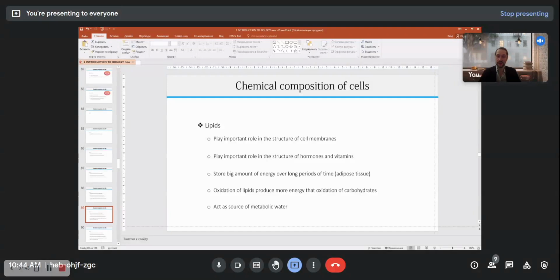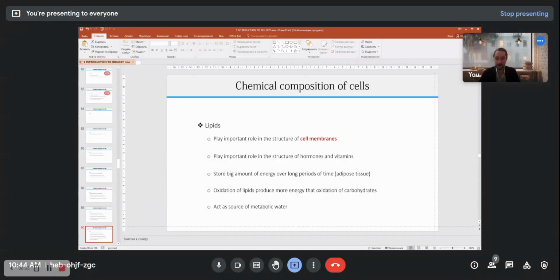And also lipids can be used as a source of metabolic water. So what is metabolic water? Metabolic water is water that is synthesized inside of the cells of our body. Not the one that we drink, but the one that is synthesized in our own cells.